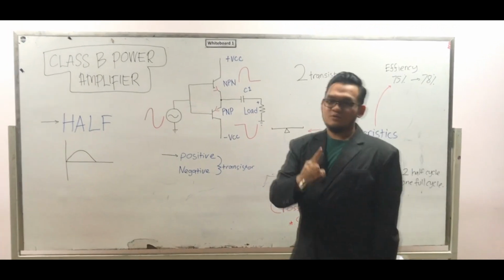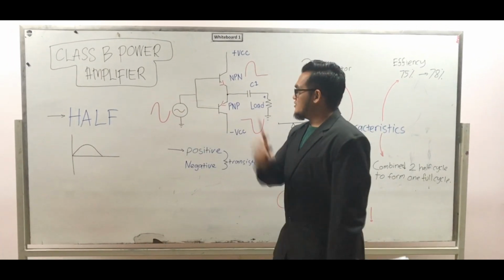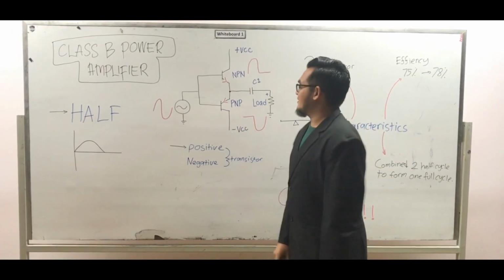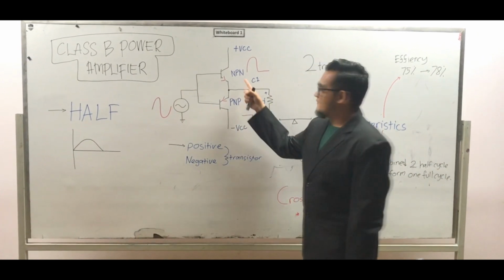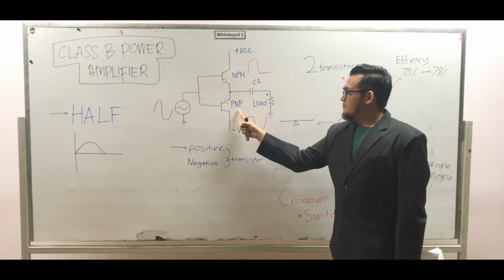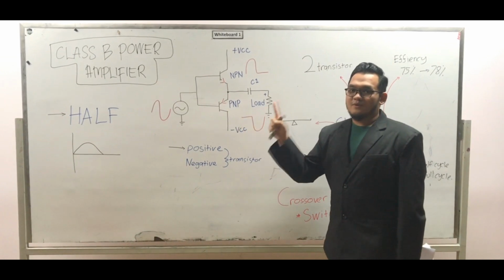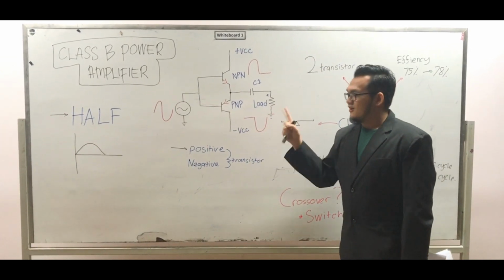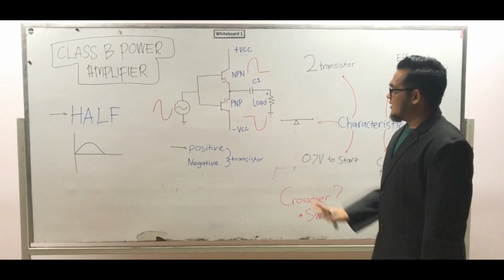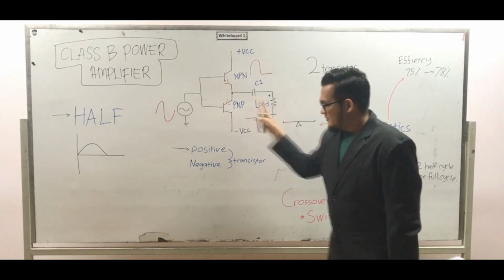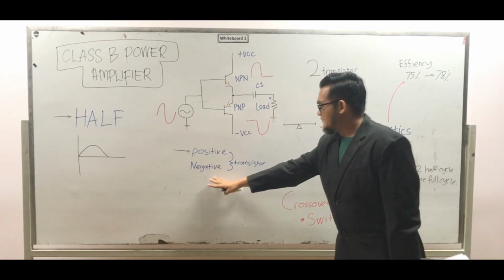Next, how are we going to improve the half cycle? By using the push-pull circuit. In the push-pull circuit, we have NPN and PNP, which means it will perform the full cycle of the graph. What we have in the circuit is the positive and negative transistor.